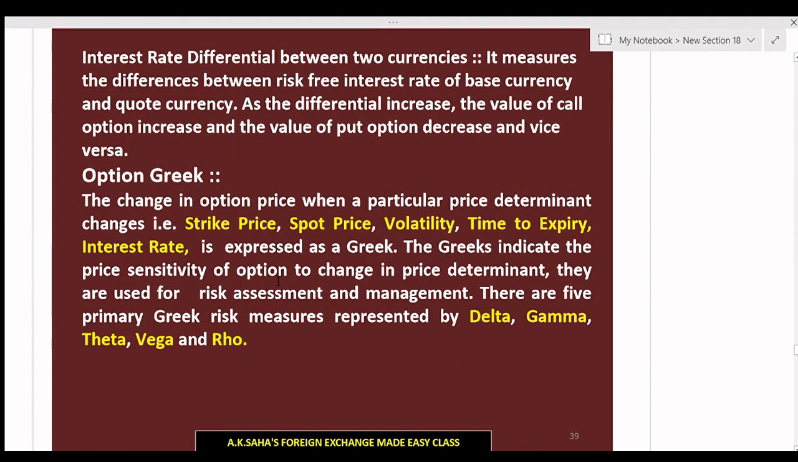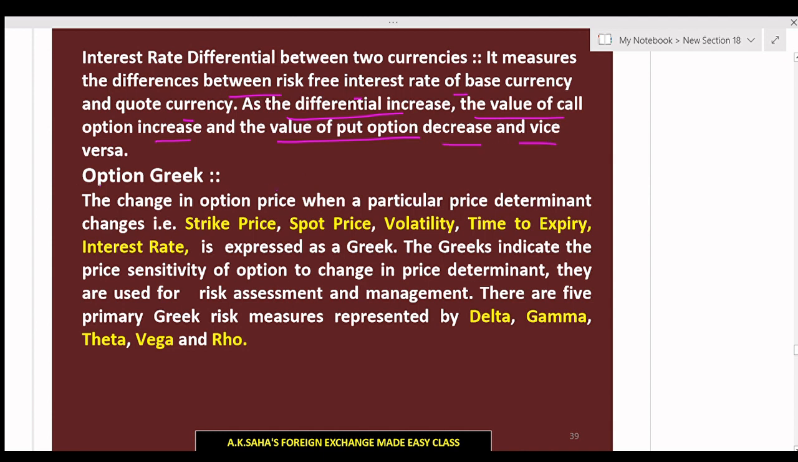Interest rate differential between two currencies measures the difference between the risk-free interest rate of the base currency and the quote currency. As the differential increases, the value of the call option increases and the value of the put option decreases, and vice versa.